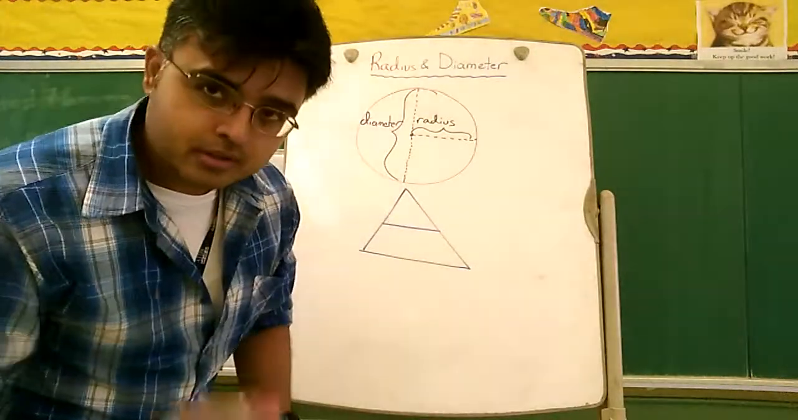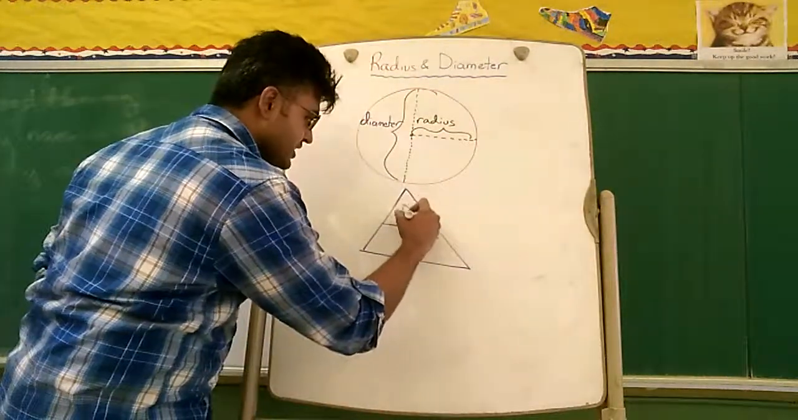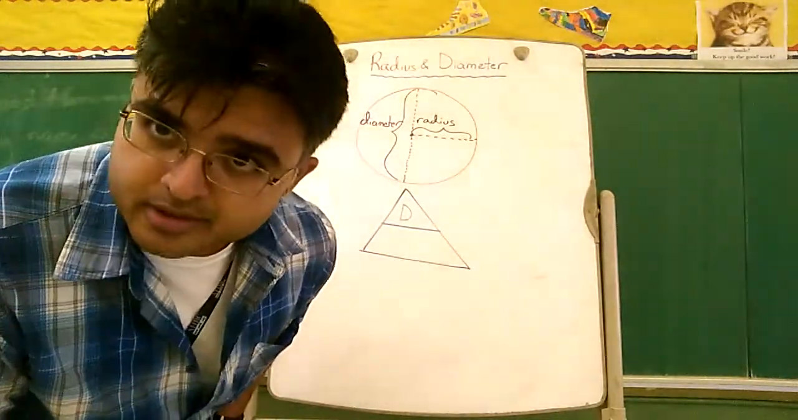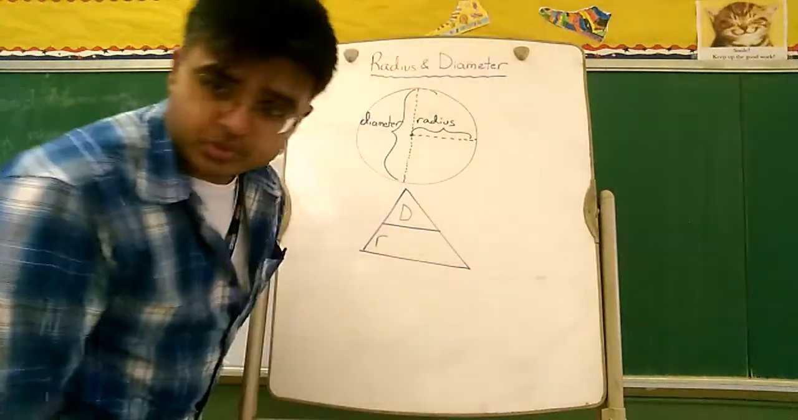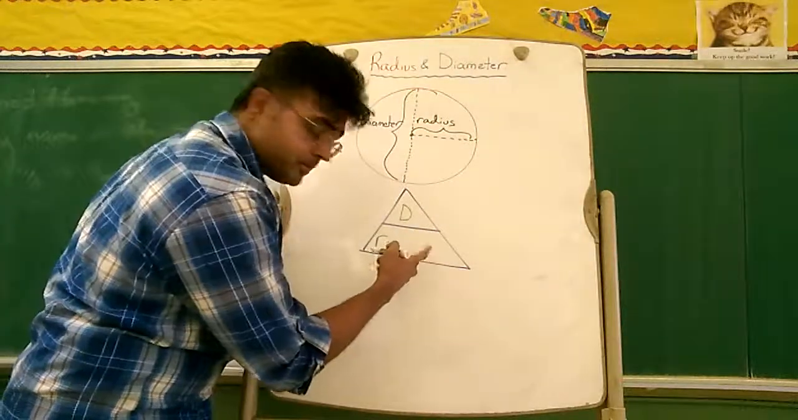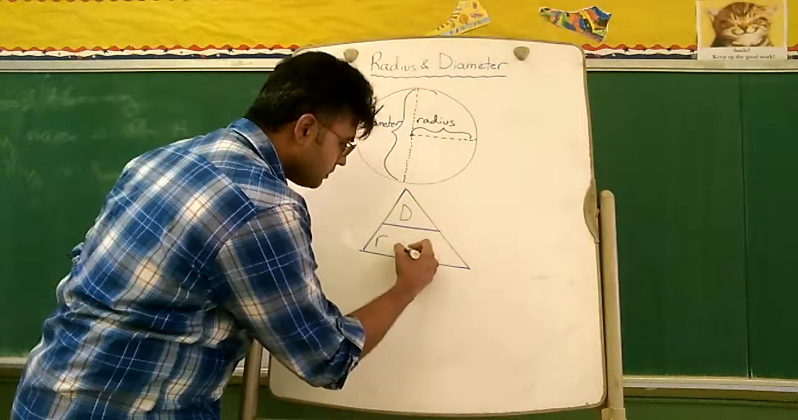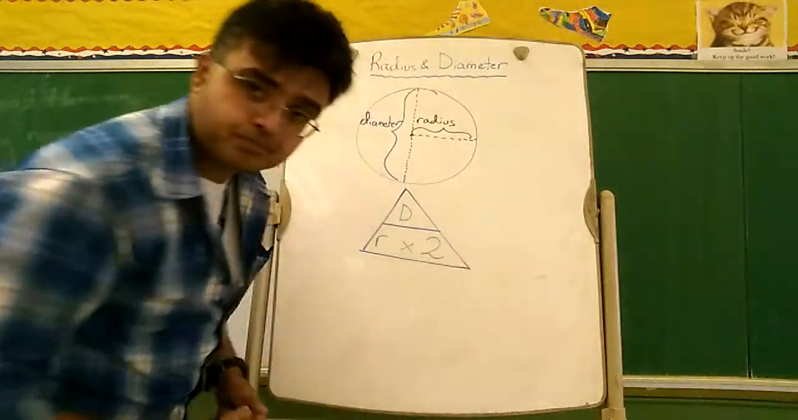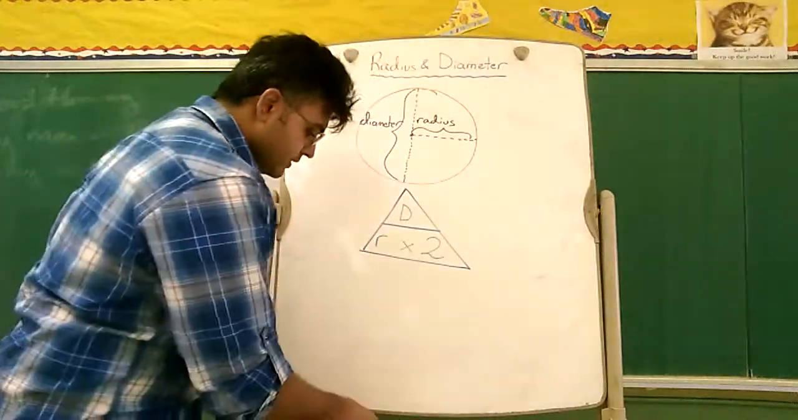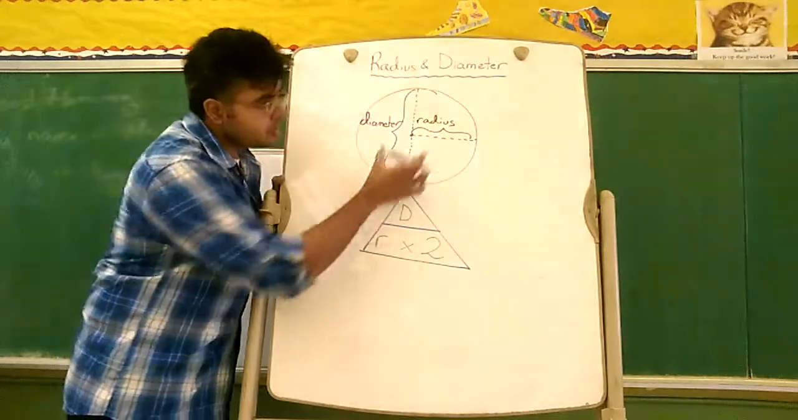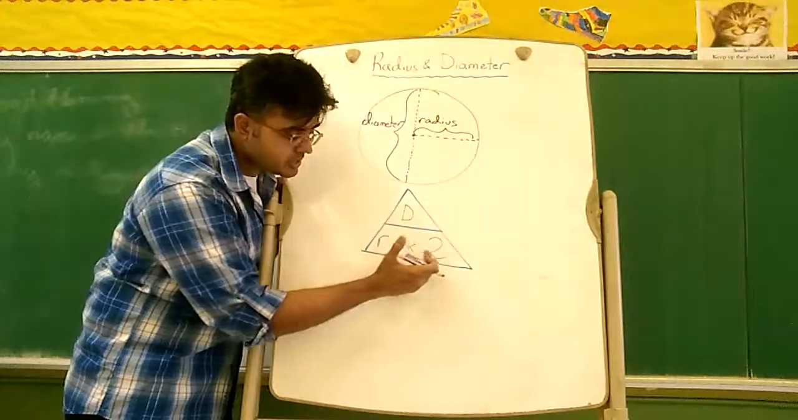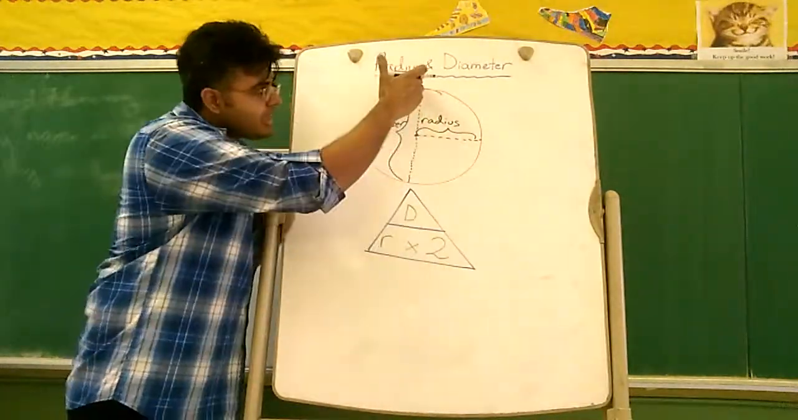On the top floor lives Mr. Diameter, or D. He gets a penthouse. On the bottom floor lives Mr. Radius, who gets the one-bedroom studio apartment. And on the bottom, we're going to do radius multiplied by the number 2. Using our DMT technique, we can now figure out that when you have the radius, the short line of a circle, and you multiply the radius by 2, you will get the length of the diameter.